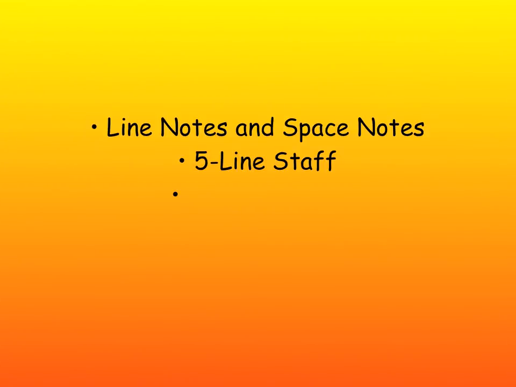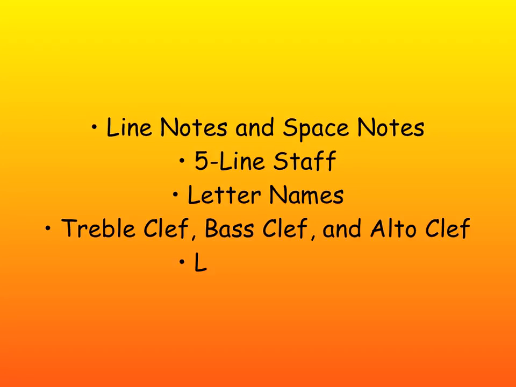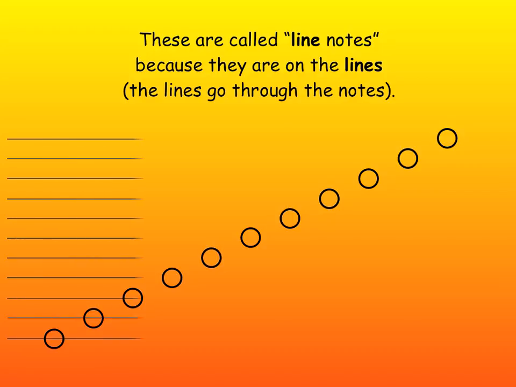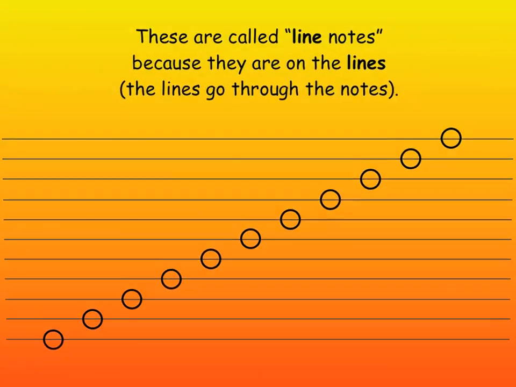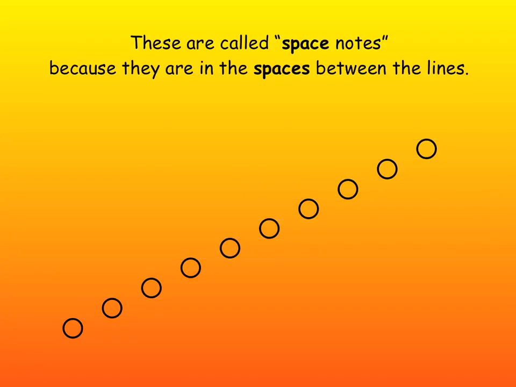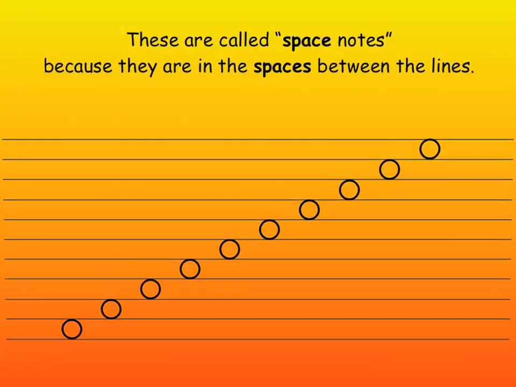In this video, you'll learn about line notes and space notes, 5-line staff, letter names, treble clef, bass clef, alto clef, and ledger lines. These are called line notes. Those little round things are notes because the lines go through the notes. See how they go right through the middle of the note. These are called space notes because they are in the spaces between the lines.